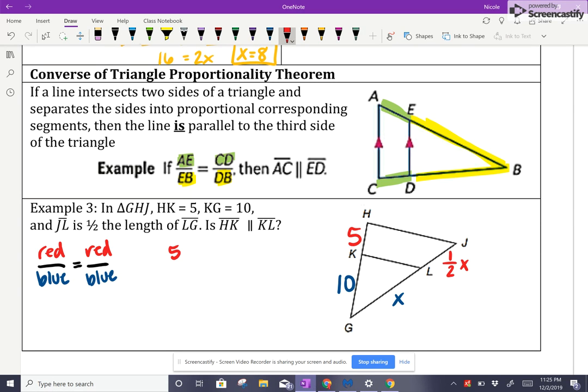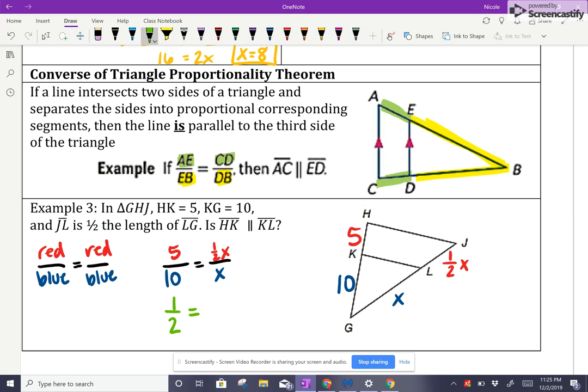So I'm going to say 5 over 10. And then I've got 1/2 X over X. So now we want to reduce and try to make these smaller so that we can see if they're equal to each other. So 5 over 10 reduces to 1/2. And we're going to set that equal to 1/2 X over X.